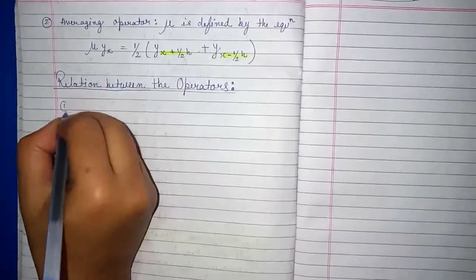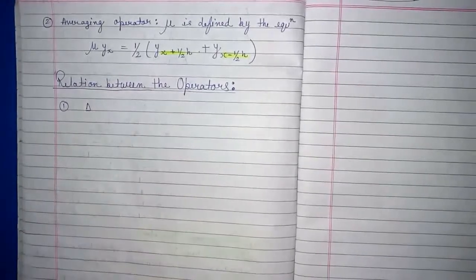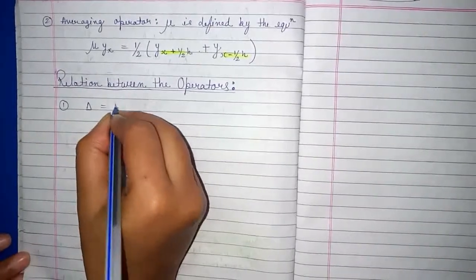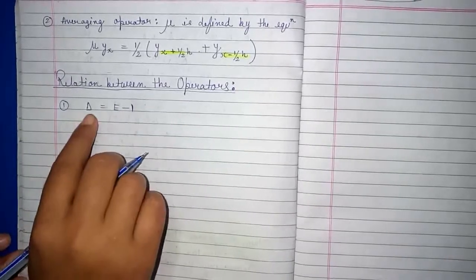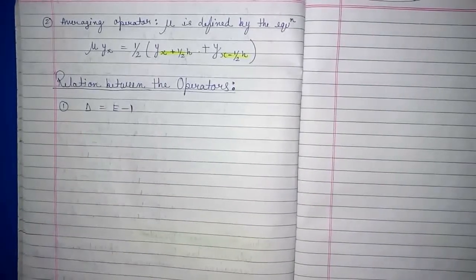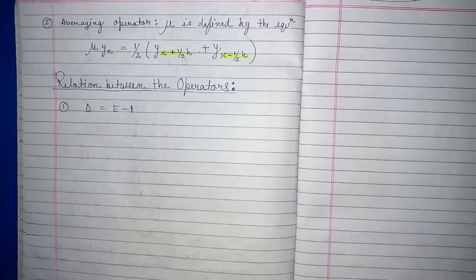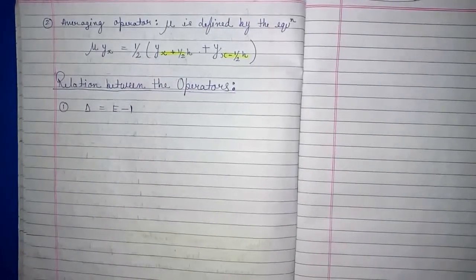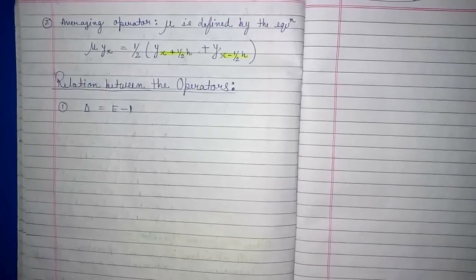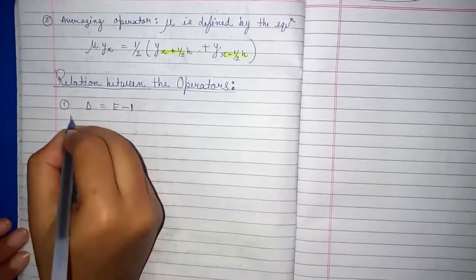The first relation is that the forward operator is equal to E minus 1. Means you can express the forward operator with the help of the shift operator: forward operator equals shift operator minus 1. If you want to see how I have written this, that is, the proof of this, then I'm just explaining it.